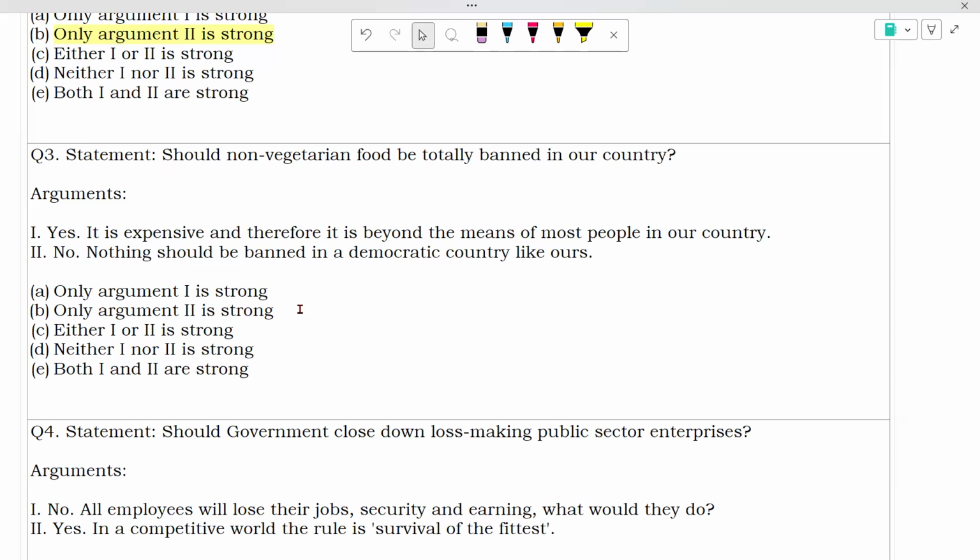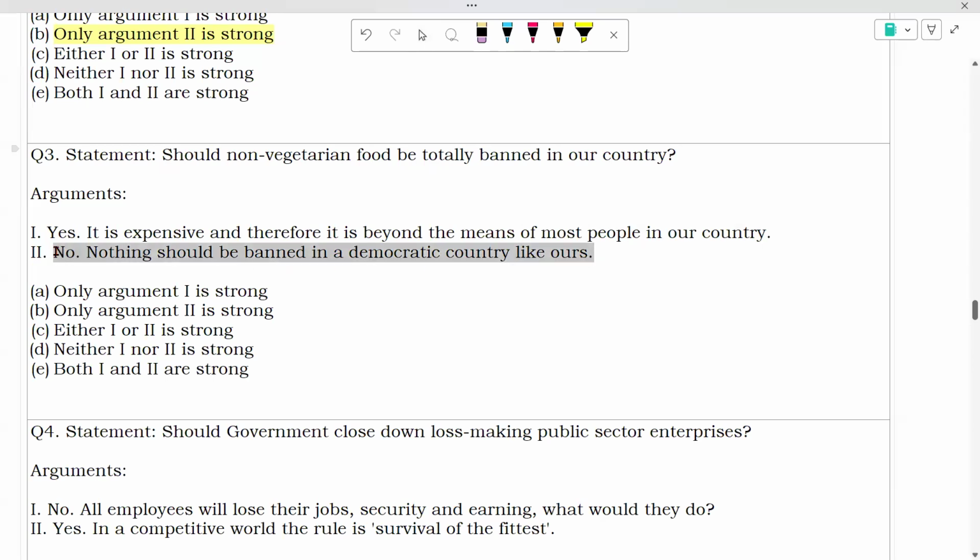So give a number from 0 to 1, whether it is a strong argument or a weak argument. Why is it a weak argument? Nothing should be banned in a democratic country.